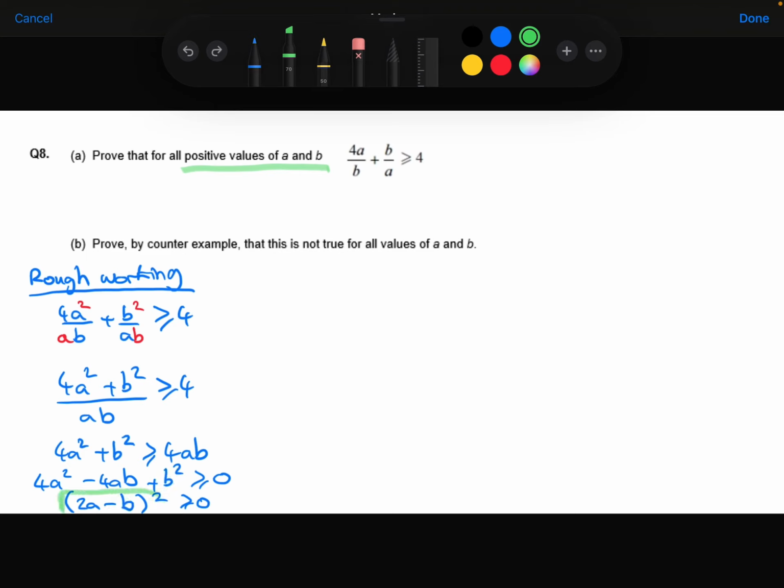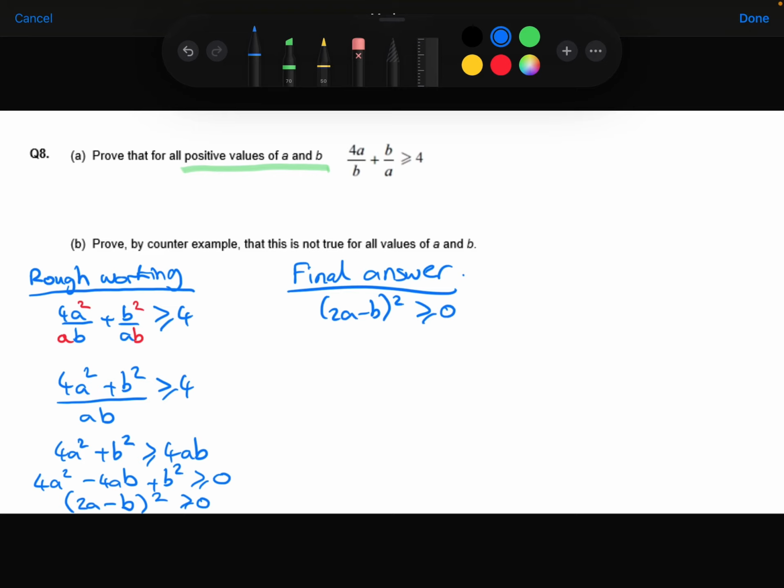Now, after all this rough working out, I have got to something that I know is definitely true. Because what I've got here is a square number is greater than or equal to 0. And I know that's definitely true. Square numbers are always greater than or equal to 0. So this is my starting point for my final answer. I know that 2A minus B all squared is greater than or equal to 0. That's my starting point for this question.